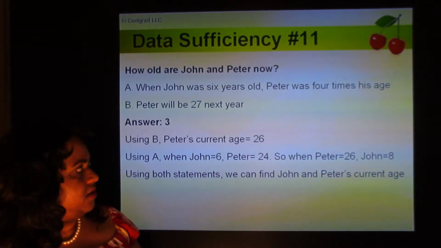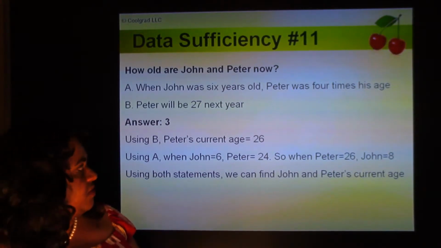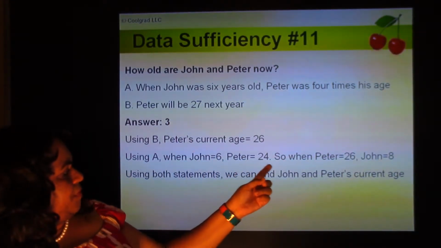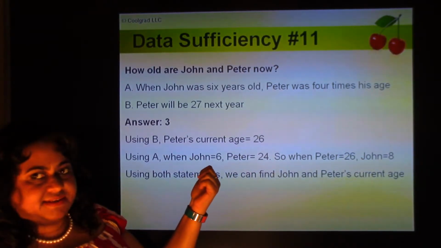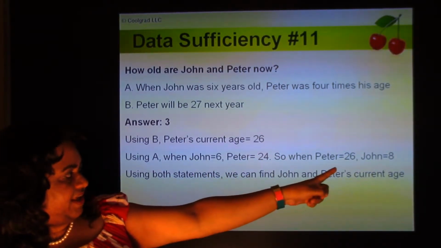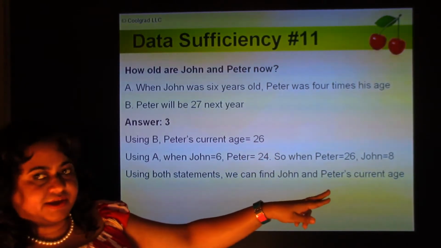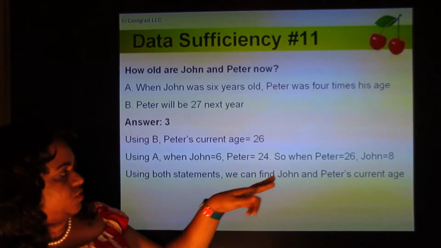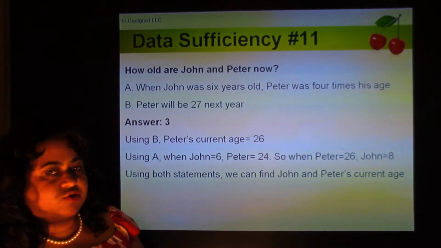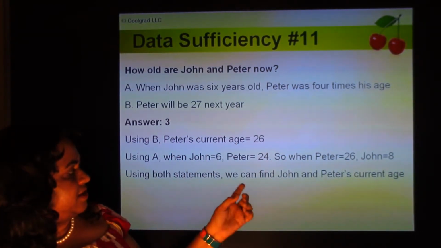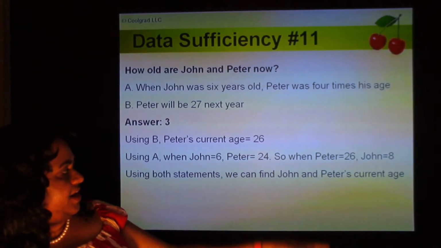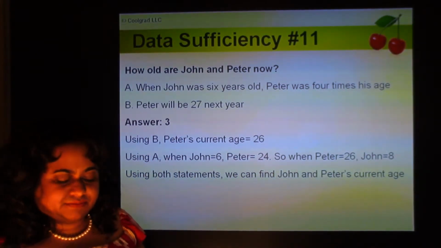We don't know, right? But using both the statements together, Peter is now 26, and when Peter was 24, John was 6. So it's 2 years ahead. So John will be 6 plus 2. John will be 8 years old. So John is now 8 years old and Peter is 26 years old. So using both the statements together, we can solve for their age. So we pick option 3.